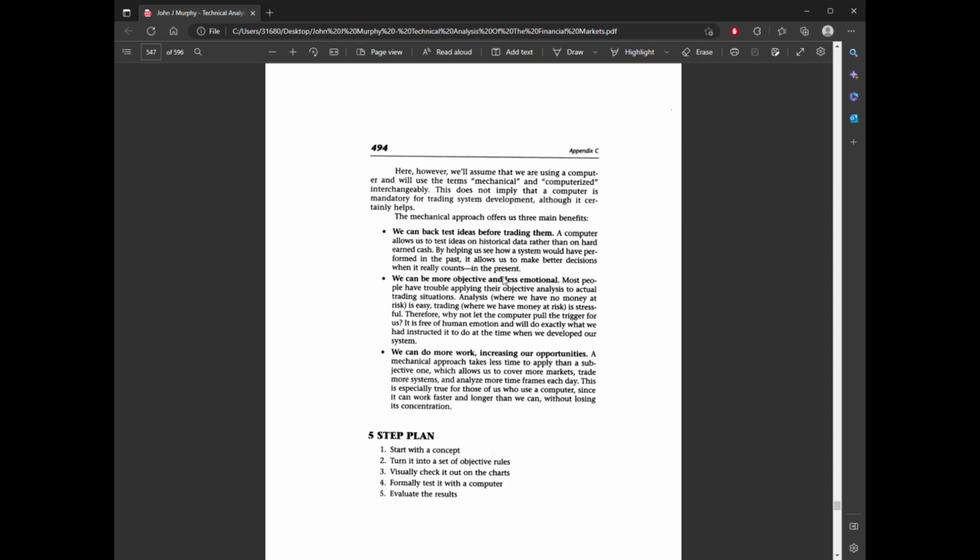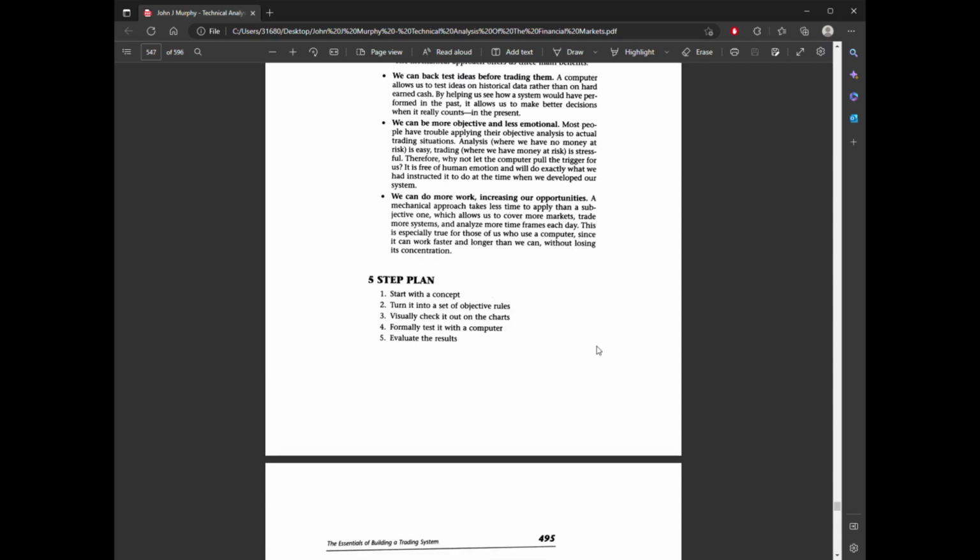You can be more objective and less emotional. Like it's following rules, right? Because humans have emotions, and that's why a lot of people, I think, on Wall Street do cocaine just to keep them sharp. It's not just about the movie Wall Street, but I believe they actually do use a lot of cocaine. Yeah. And of course, you can do more work. A computer can check a whole lot of markets and do everything.